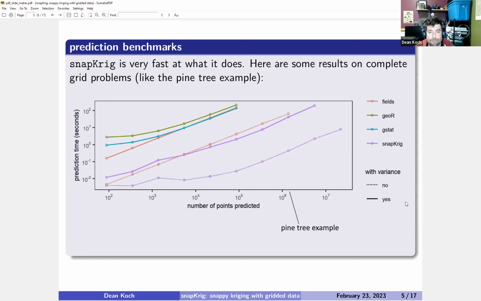And so in this example, the pine tree spatial prediction problem took just over a second, whereas the nearest alternative implementation takes closer to several minutes to complete. So we're looking at an order of magnitude or several orders of magnitude improvement in compute times. And so I want to try to explain how we do that.